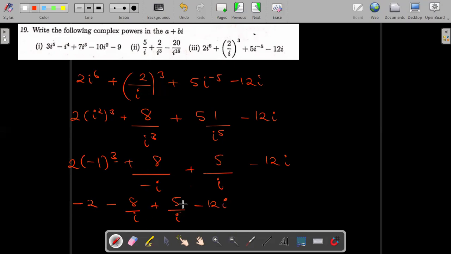Okay, from here, you can add these two here since they have the same base. Add the negative 8 plus 5, and you just get this will be 2. Add those, you get negative 3 over what? Over i. Then you have negative 12i like this. Okay, from here, I can just simplify by making this into a single fraction.